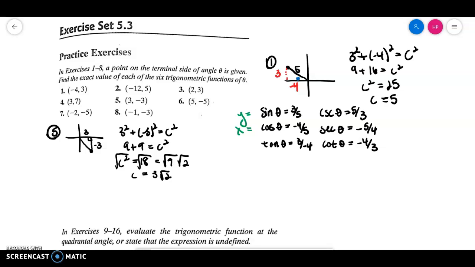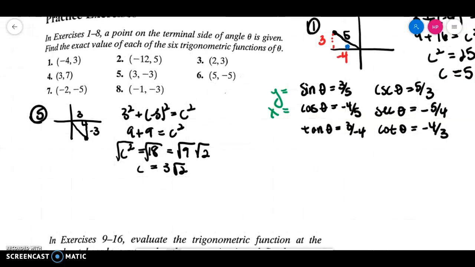as being the relationship in a 45, 45, 90 triangle. So here again, I'm looking at my angle theta. And so the -3 is my opposite side, and the +3 is my adjacent side. And then the 3 square roots of 2 is my hypotenuse.